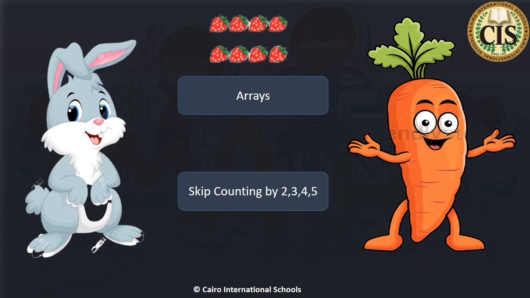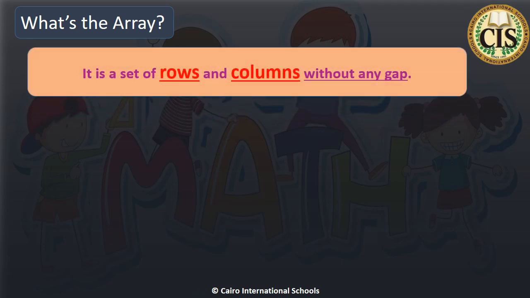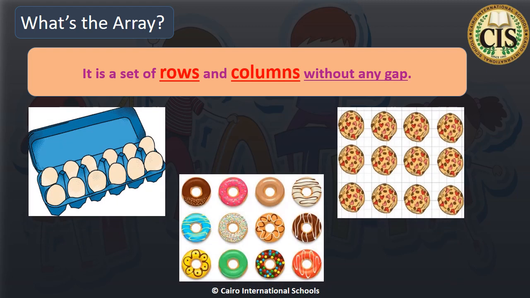Finally, we reached the last topic in chapter 8, which is about arrays and skip counting by 2, 3, 4, and 5. What is the array? It is a set of rows and columns without any gaps. Like the following pictures, eggs are arranged in rows and columns and there is no gaps in between. So this is an array.